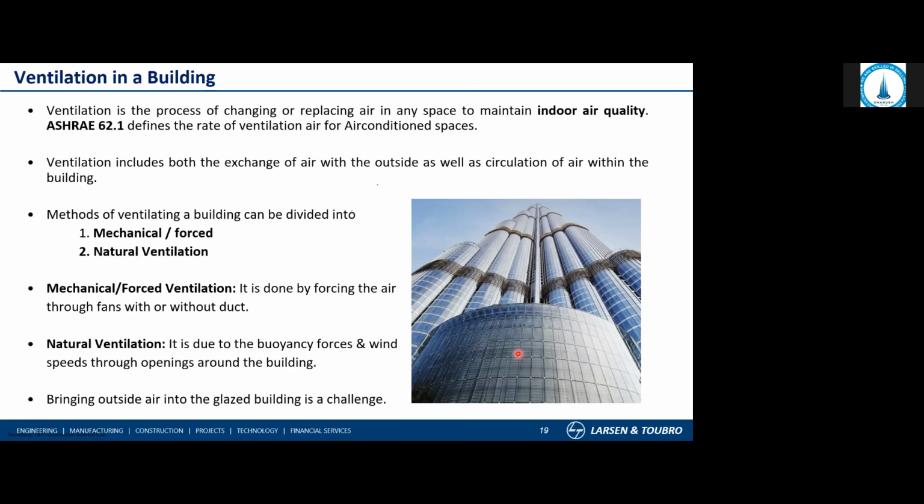For natural ventilation, we can go for it if you have windows or louvers through which air can come inside the building and it can be cross ventilated. If that is not the case, if it is an air conditioned building or a completely enclosed building, we have to go for mechanical ventilation, with ventilation fans and all. So bringing outside air is definitely a challenge.